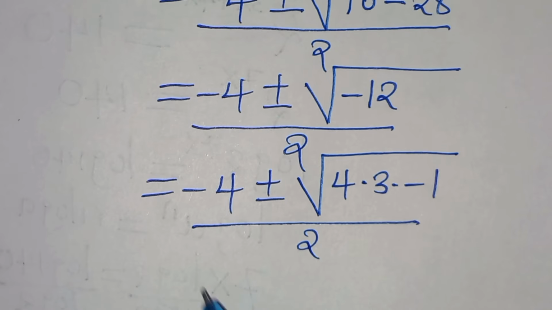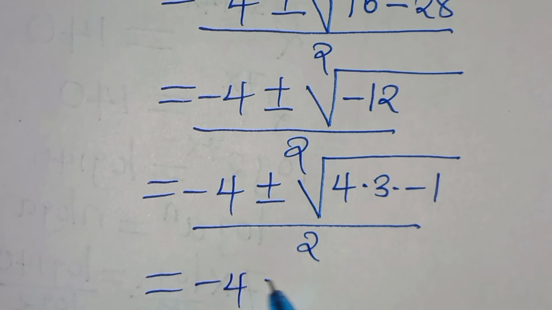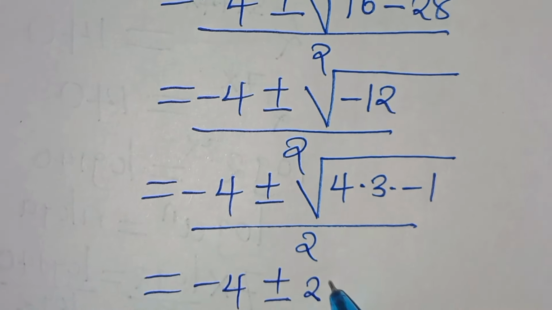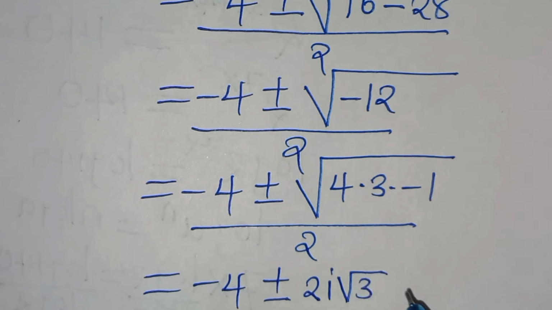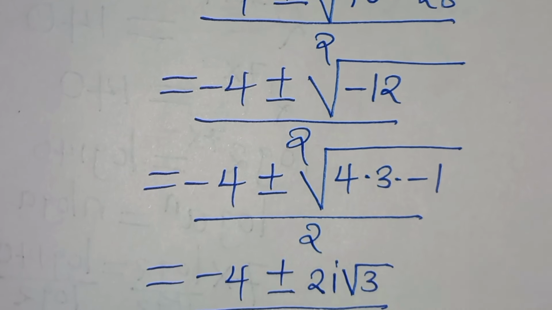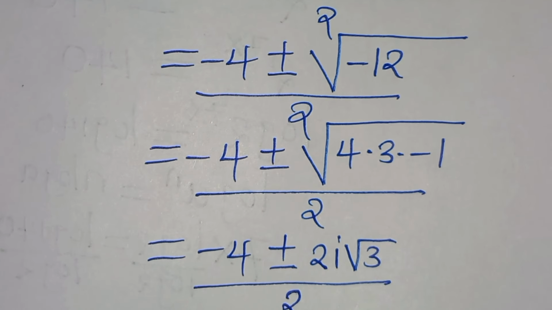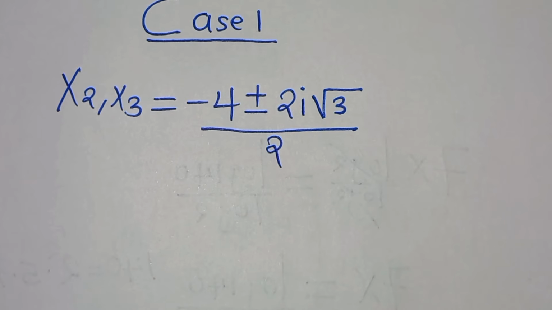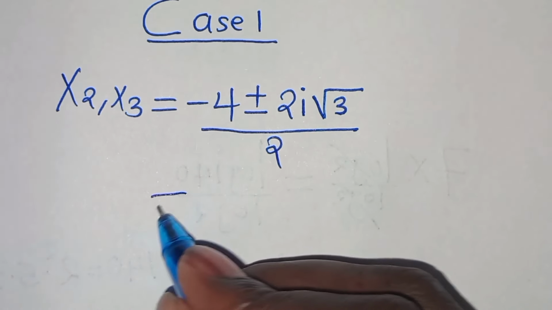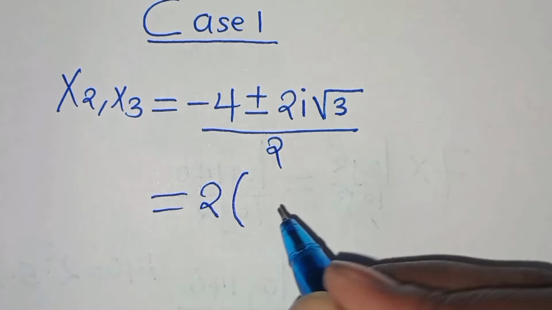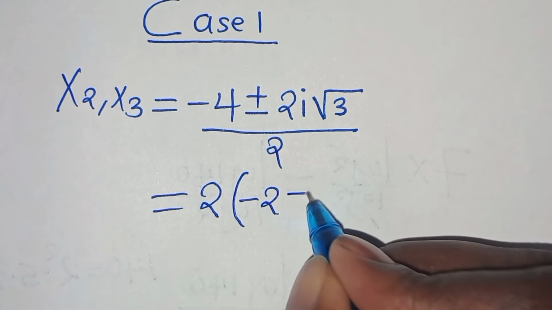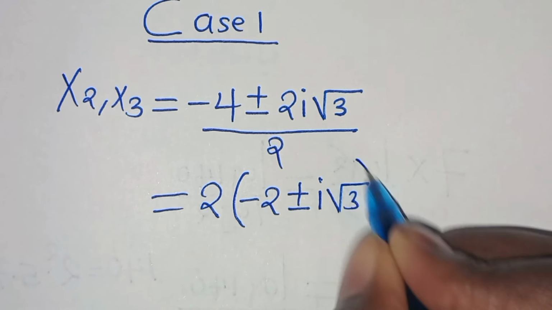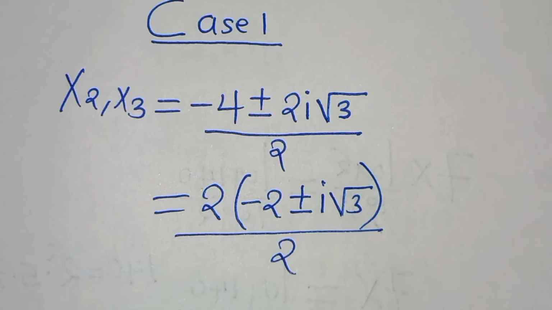And this implies that here we have minus 4 plus or minus the square root of 4, which is 2, square root of minus 1, this is i, then square root of 3, everything here divided by 2. Now, in the numerator here, 2 is common. We can factor out 2 into the parenthesis. This is minus 2 plus or minus i square root of 3, everything here divided by 2.